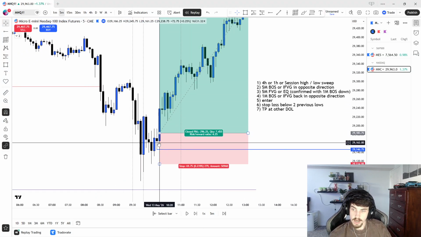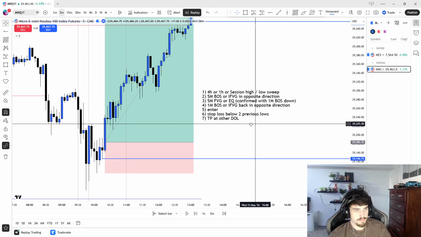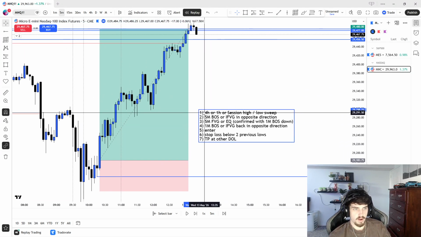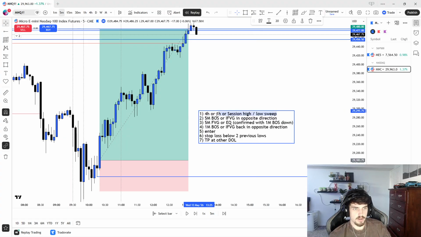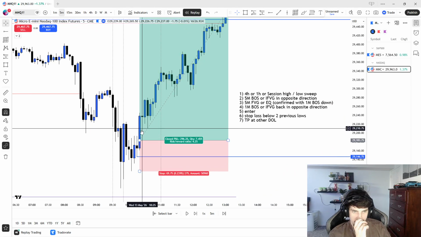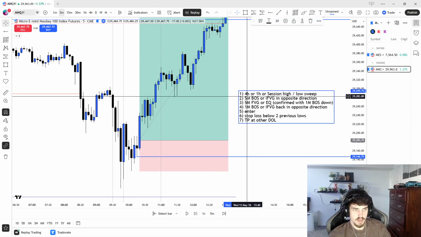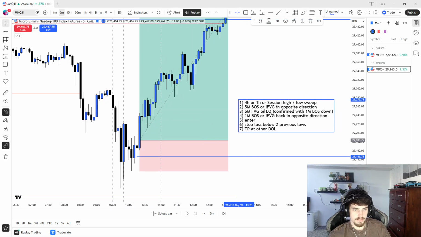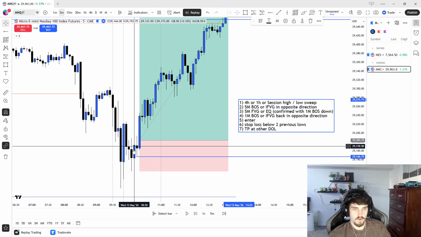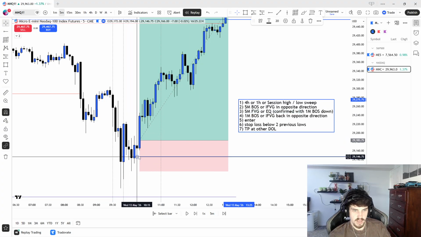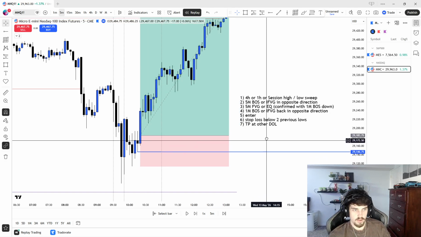It was the entire strategy. It was A to B. What I'm looking for is 4-hour, 1-hour session highs and lows to be swept. And then we go to a 5-minute break of structure or an inverse fair value gap in the other direction. We didn't have any fair value gaps, so it was just the 5-minute break of structure. And then we look for equilibrium or a fair value gap to get filled. In this case, it would be equilibrium.